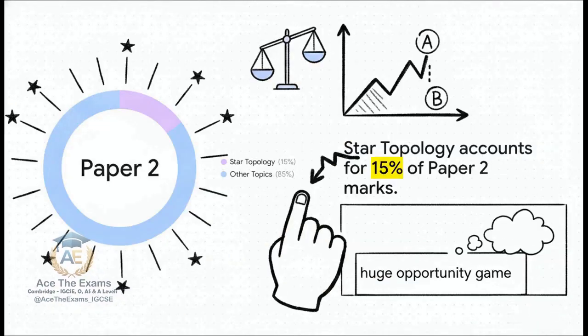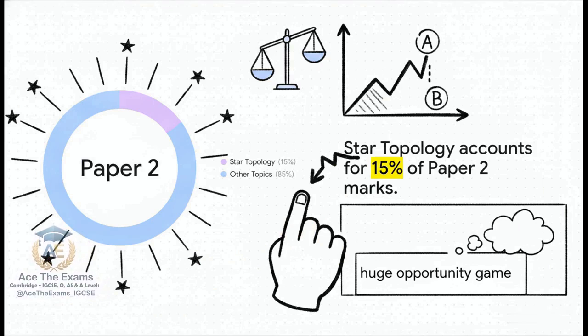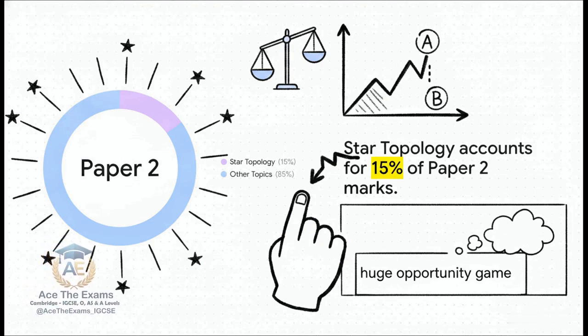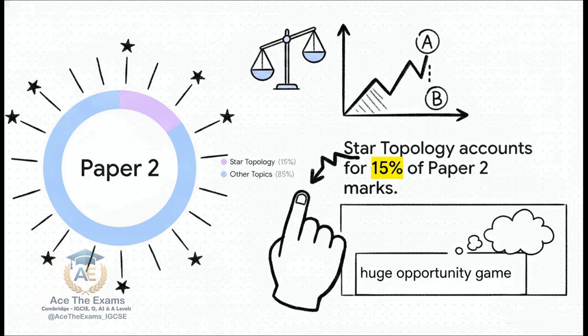Take a look at this, 15%. That is the massive weight that star topology questions hold in Paper 2. In the high-stakes environment of A-level computer science, 15% is, well, it's frequently the difference between two entire grade boundaries. It's literally the difference between an A and a B, or a B and a C.